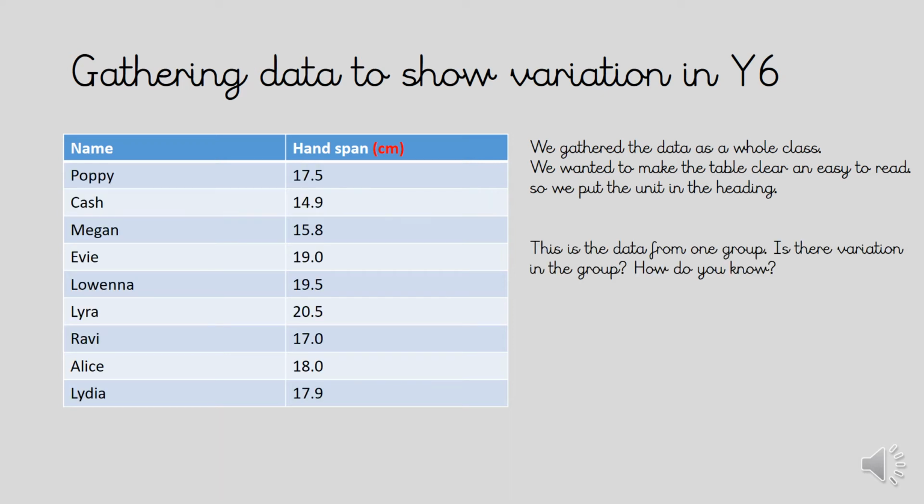So this is a group, a bubble, that was working in one of the classrooms in Year 6. And you can see their data. Can you see if there's variation? Can you just think about how you know there is variation? Okay, so you might have said we know there's variation because the sizes are different, so people aren't all identical.